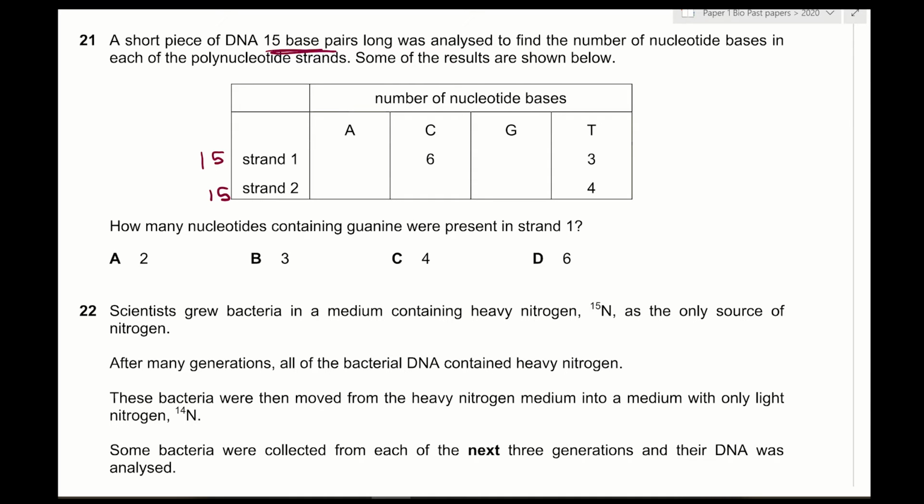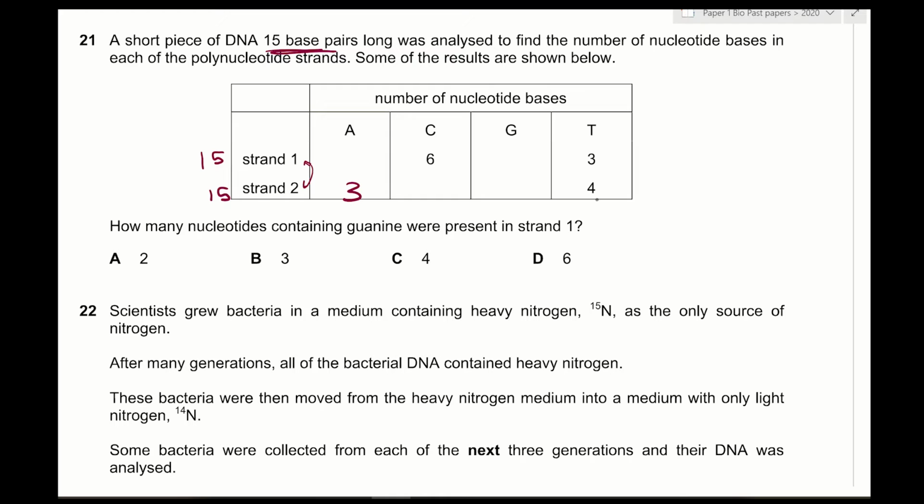Just to make things clear, we know that strands bind together by complementary base pairing. Now here we have thymine. In strand number 1 we have 3. It binds complementarily with adenine. Therefore, if there are 3 thymine in strand number 1, then in strand number 2 there must also be 3 adenine.